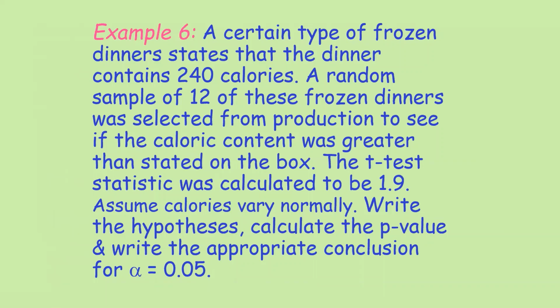Let's look at an example. A certain type of frozen dinner states that the dinner contains 240 calories, and a random sample of 12 of these frozen dinners was selected from production to see if the caloric content was greater than stated on the box. The t-test statistic was calculated to be 1.9. So assume calories vary normally. Write the hypothesis, calculate the p-value, and write the appropriate conclusion, all for an alpha of 0.05.